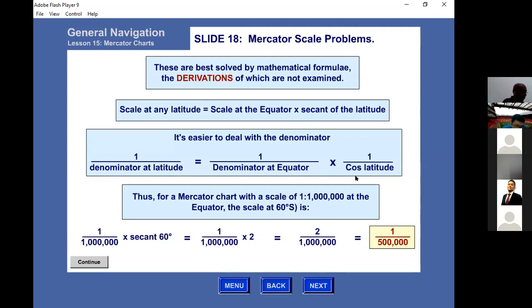Yeah, sir. Are you still showing the similar slide, or did you already change to this slide? No, I haven't changed the slide. I'll just change the slide.